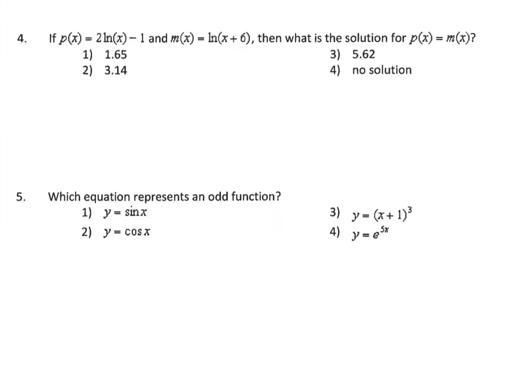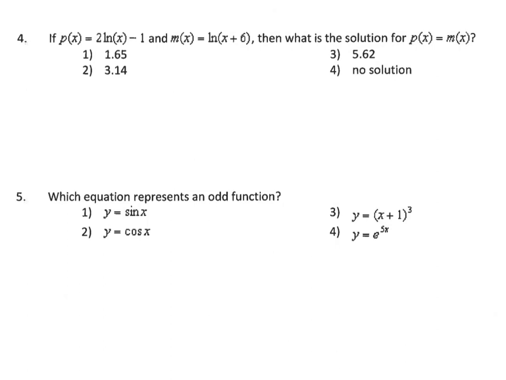All right, number 4 tells us what p of x is equal to, and what m of x is equal to, and it wants to know when p of x equals m of x. So what they're looking for you to do here is to take what p of x is equal to and plug it into y1 in the calculator, and then take what m of x is equal to and plug it into y2 in the calculator. When it's phrased like this, we're looking for the x value where they intersect.